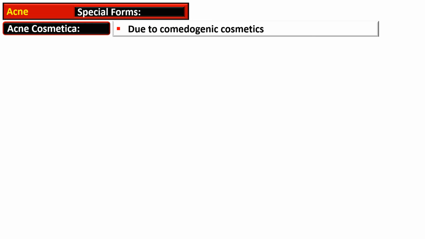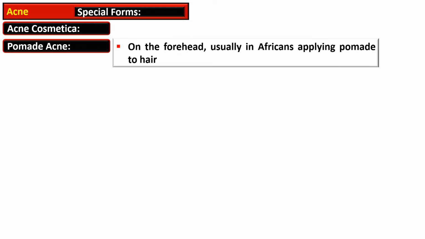The acnegenic or comedogenic oils or substances are used in some cosmetics, which results in acne cosmetica. Pomade oil is used by some Africans on their head, so it results in pomade acne, and this occurs along the hairline.